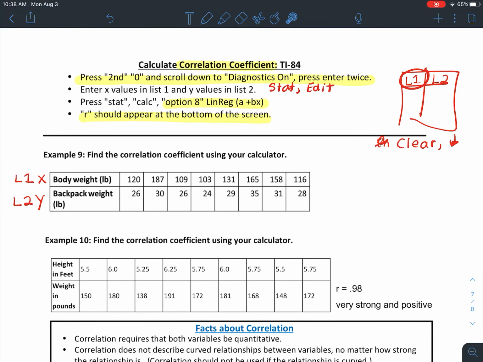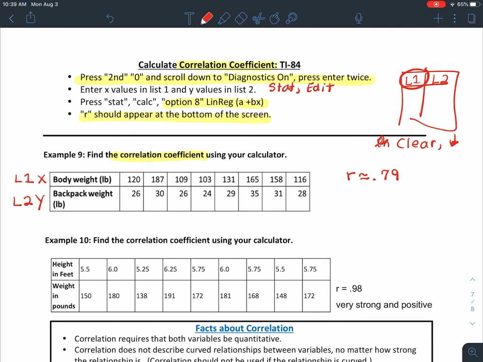You're going to fill it up with these body weights, then bump over to L2 and put the Y values, the backpack weight, into L2. After you've done that, you'll proceed with these steps that we talked through. Once again, before doing any of this, you need to go into the catalog and turn the diagnostics on. This is simply asking you to find the correlation, and then we're going to use that to describe what it tells us about the scatter plot.